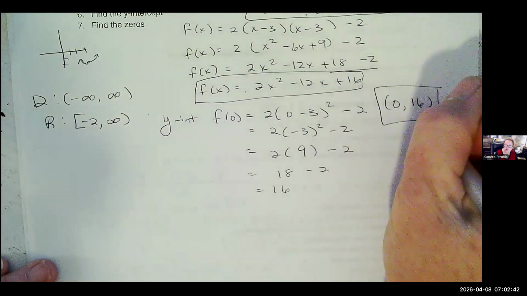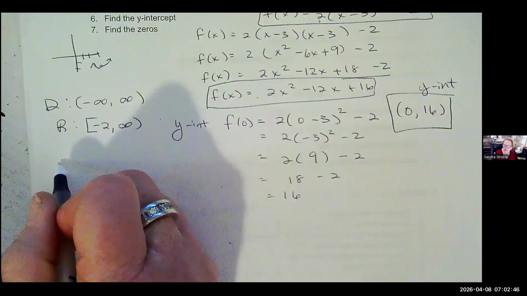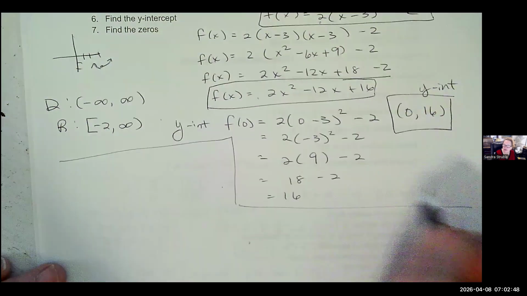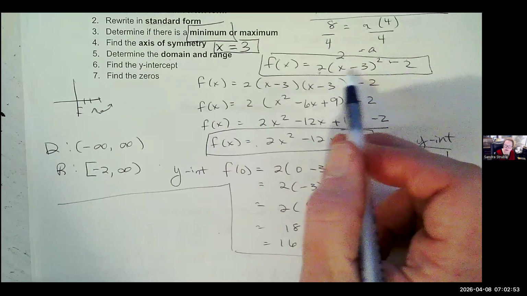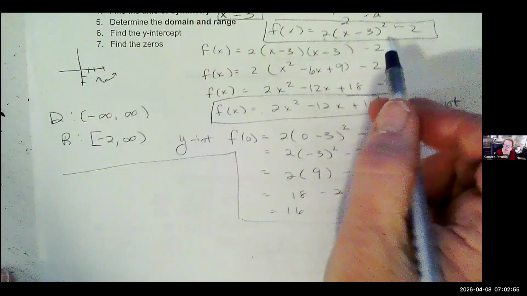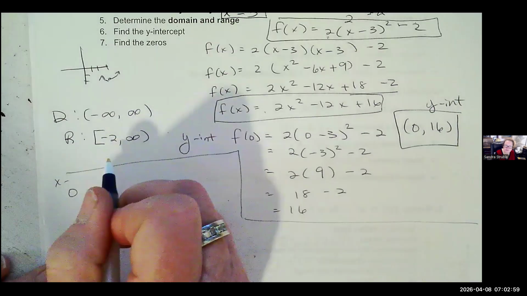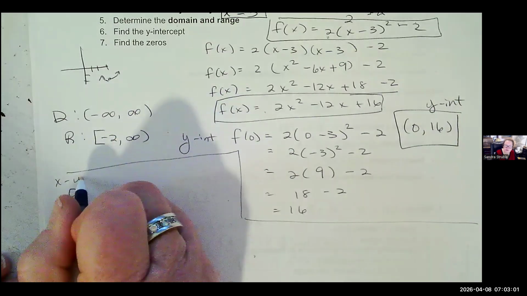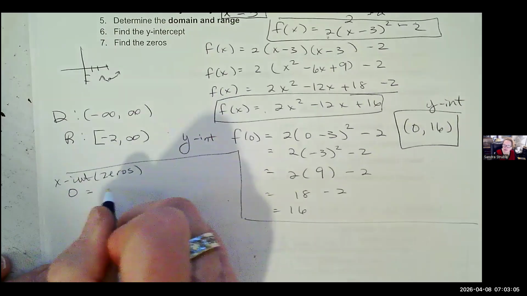All right, then we need to find our zeros, which are our x-intercepts. I'm going to take this one again, just because it'll be easier to solve with the square root property, and let f of x equal 0. This is the x-intercept, or the zeros. 2(x minus 3) squared minus 2.